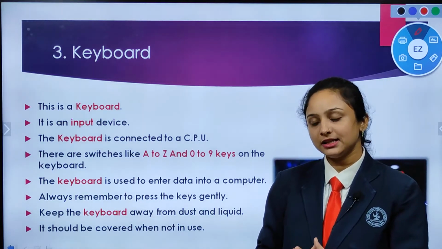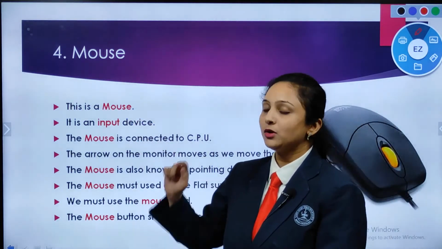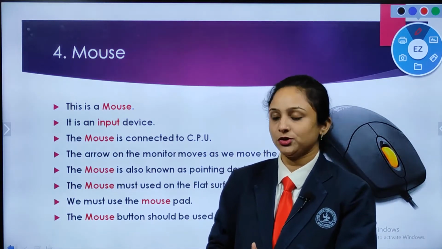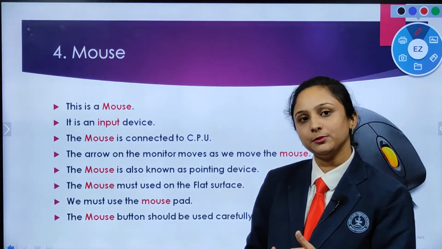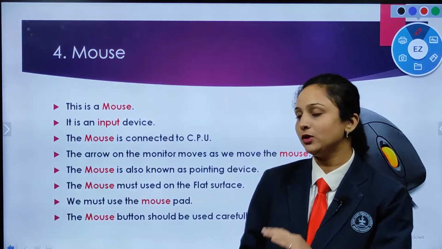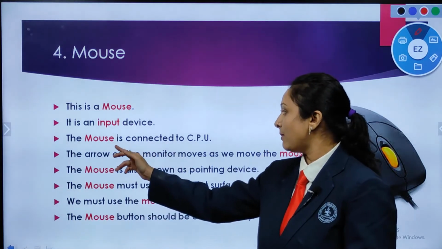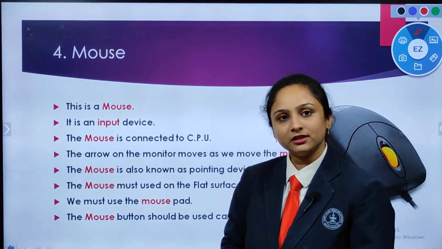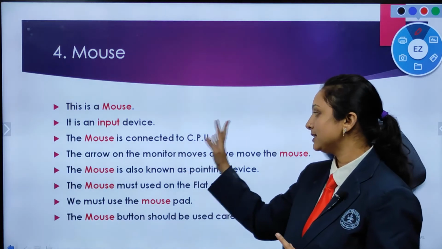And now what is the last thing? It is a mouse. The mouse is an input device. Why? Because it is also used to give data to the computer. So this is the picture of a mouse. As the keyboard is an input device, similarly the mouse is also an input device. The mouse is connected to the CPU, the keyboard also, and the monitor. All three things are connected to the CPU.